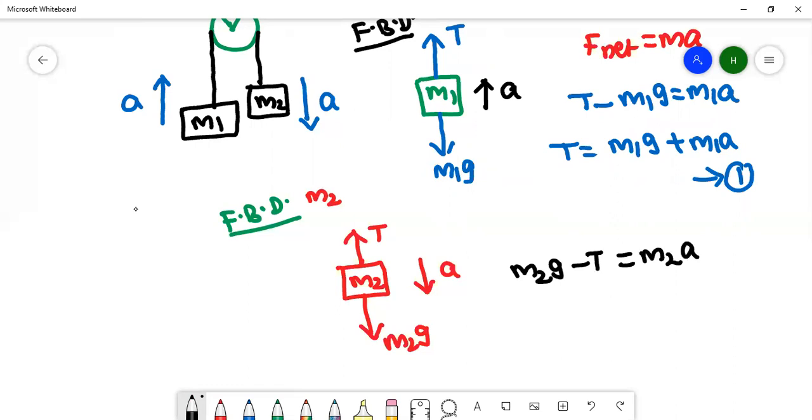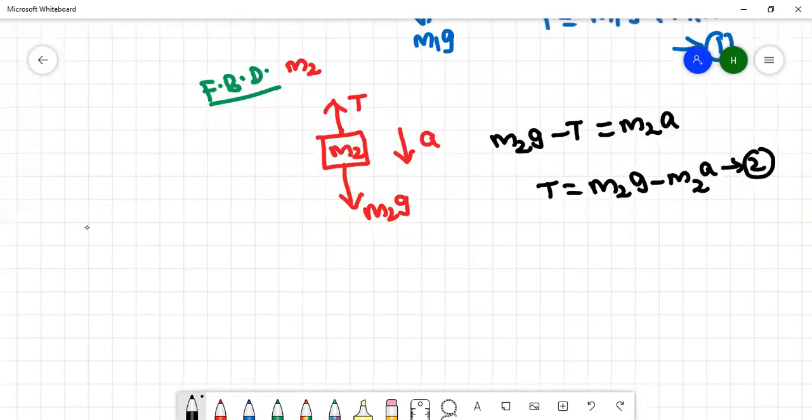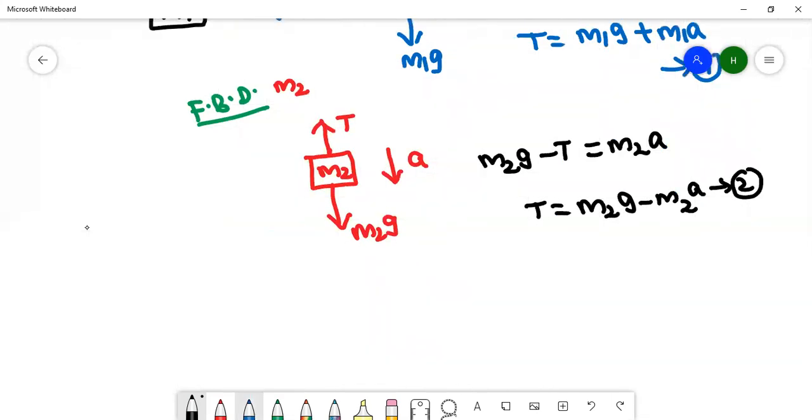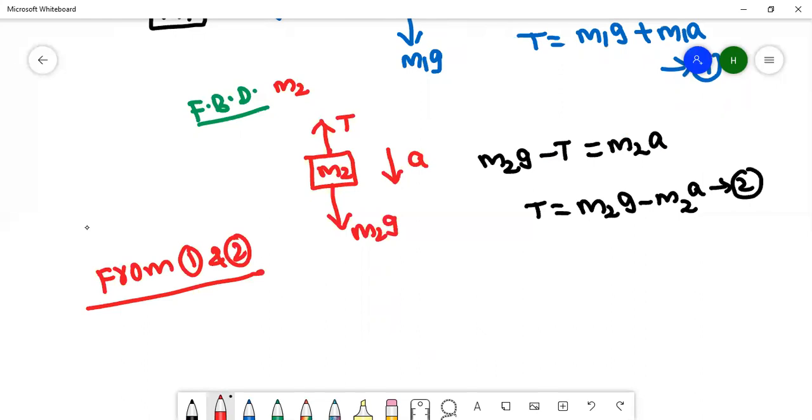So tension T is equal to M2G minus M2A. You can take this as equation 2. So from equation 1 and 2, how to find it? I need the acceleration. What is the acceleration of the entire system? From equation 1 and 2, tension T is equal to what we got here: M1G plus M1A.